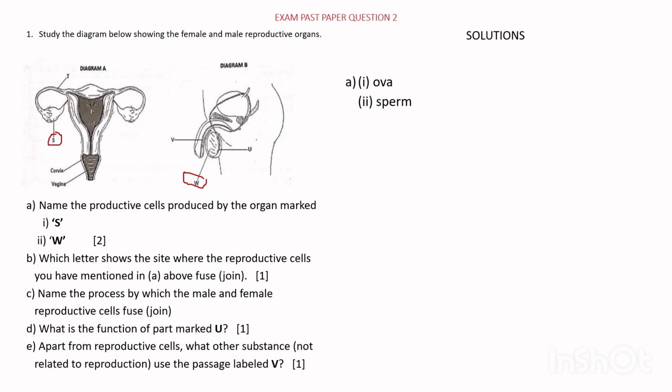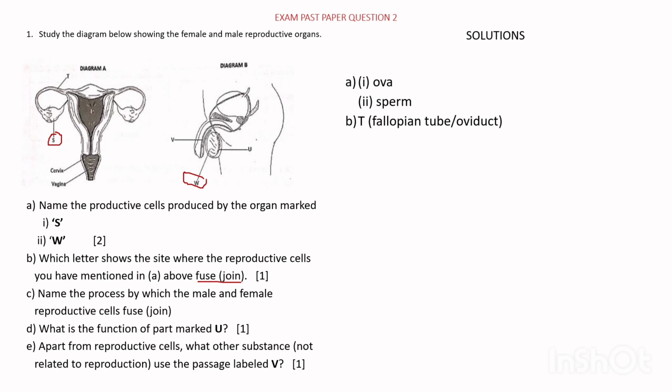We move to question B. Which letter shows the site where the reproductive cells you have mentioned in A above fuse? This word fuse just simply means join. Where do they join? Where do the ova and the sperm join? They join at point T, which is the fallopian tube, which is also called the oviduct.